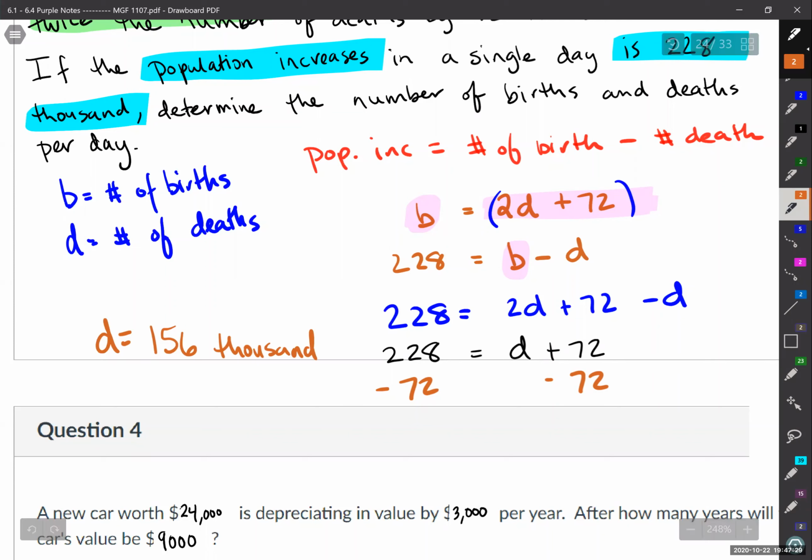And once we know the deaths, could we quickly find the births? Because 2 times the deaths plus 72 would give me the births. So 2 times 156 plus 72, by above, is supposed to give me the number of births. That's 384,000.